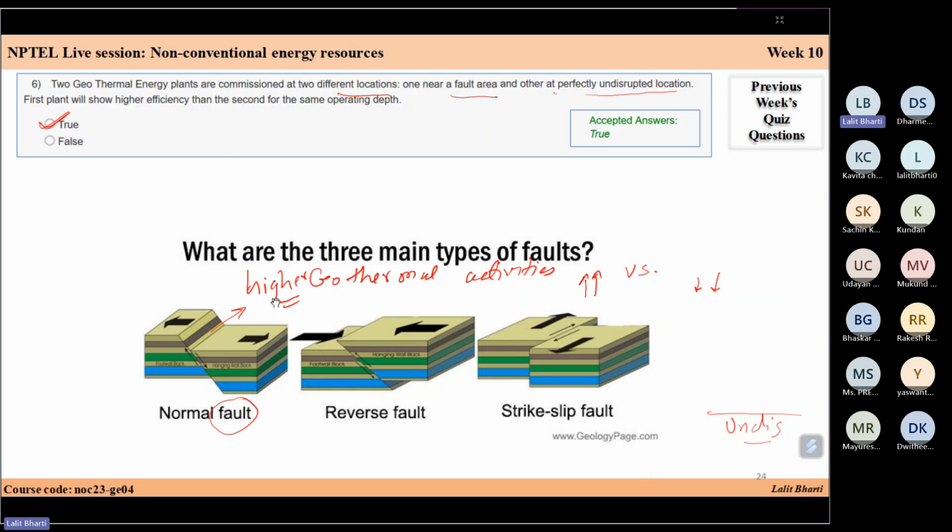So if you need to choose a location, the locations with faults are much preferred compared to undisrupted locations. So this statement is true: yes, you need a location near a fault area.